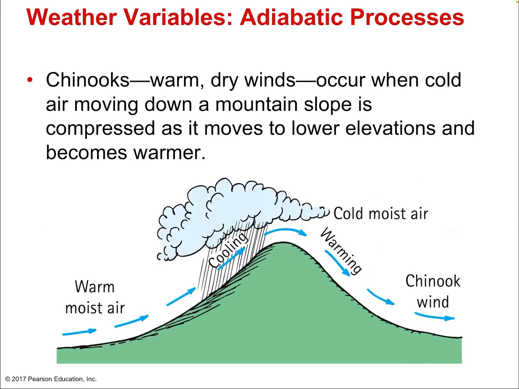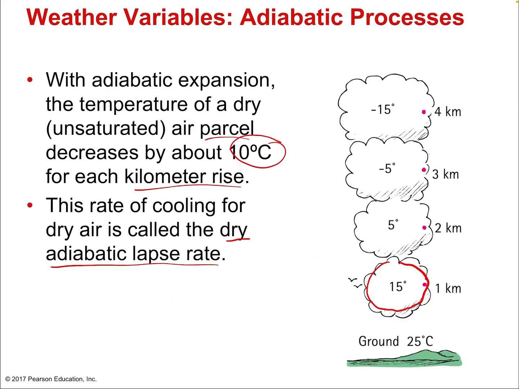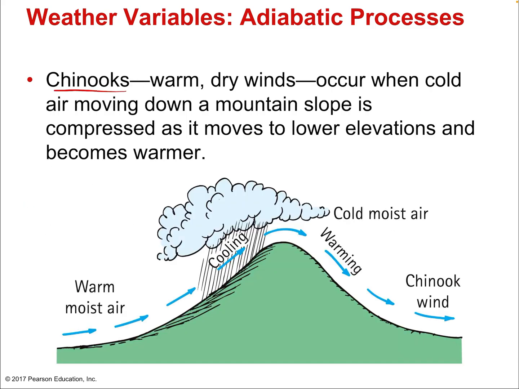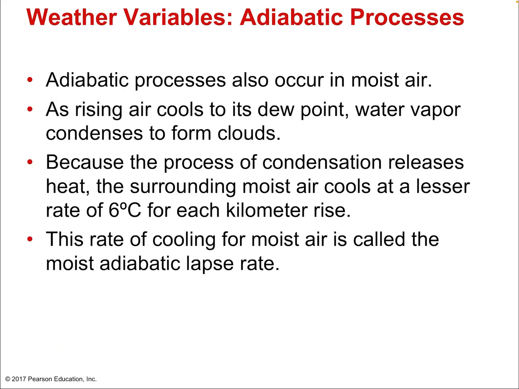So this relates to particular weather events, one of which is called a Chinook. Now, Chinooks are warm, dry winds, so they're a type of wind that occurs when cold air moving down a mountain slope is compressed as it moves, because it's the opposite of this dry adiabatic lapse rate during rising. This is air that's going down, that's sinking, all right? So it's compressing rather than expanding. And as it moves to lower elevations, it becomes warmer. The compressed air warms up. Of course it does. If you decrease the volume and it's more or less an adiabatic process with no heat exchange, then that decreased volume means the temperature must go up. Okay? So adiabatic processes like the lapse rate in rising air or that cool air in the Chinook also occur in moist air.